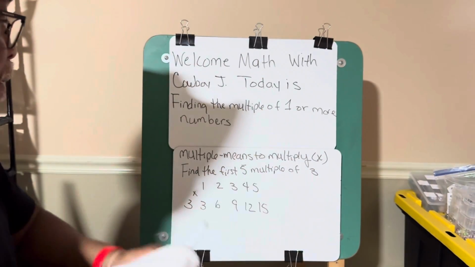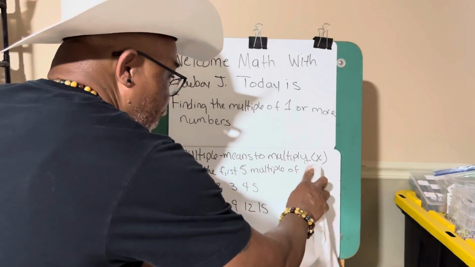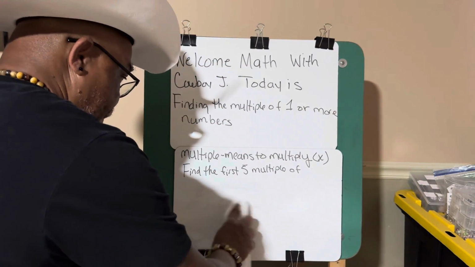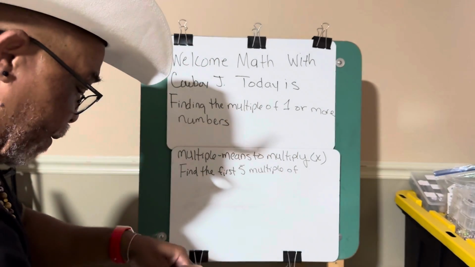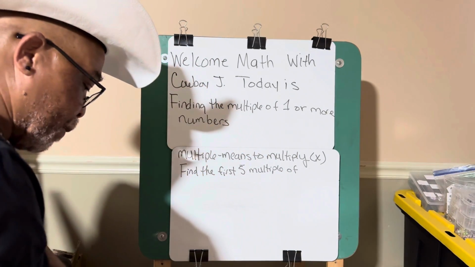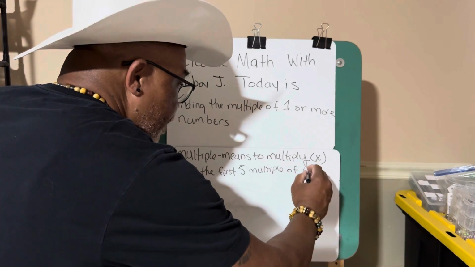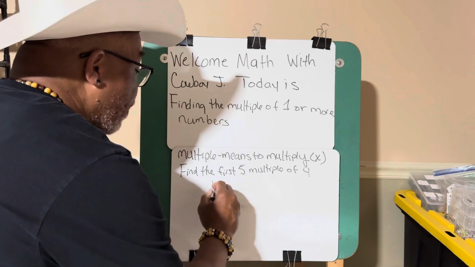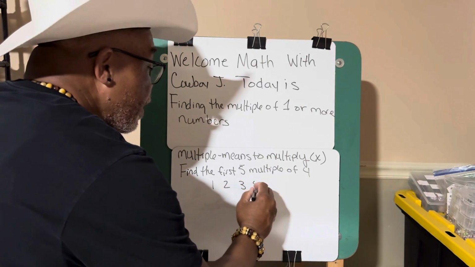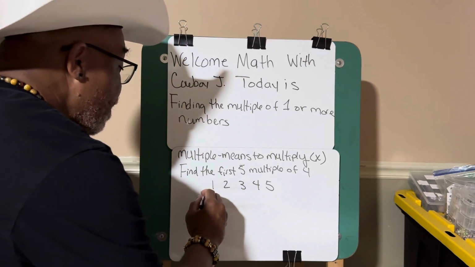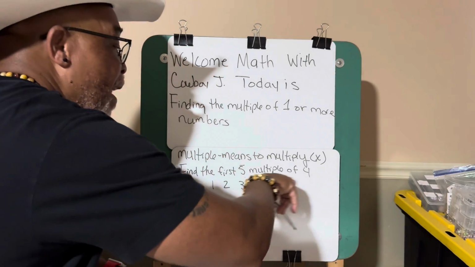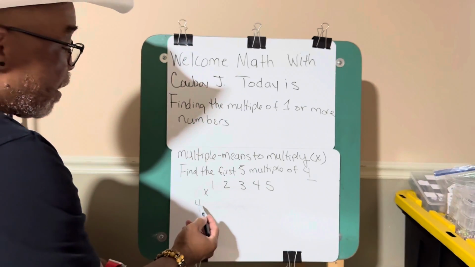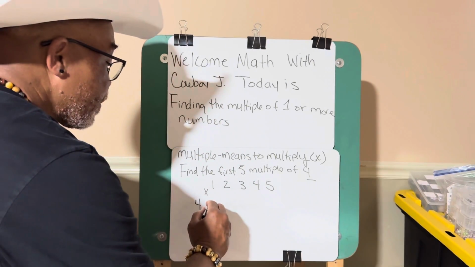Let's do it again. So again, the first 5 multiples, we're going to change it from 3. Let's take out 3 and let's see if we can find the first 5 multiples for 4. So again, what am I going to write? I'm going to write 1, 2, 3, 4, 5. Multiplication sign. I'm finding multiples of what number? 4. So I'm going to read 4 times 1, 4.